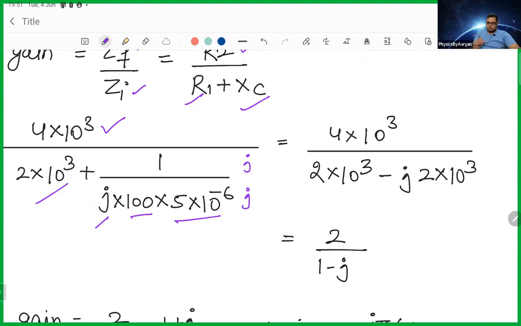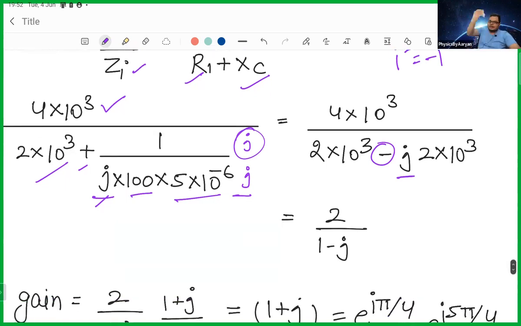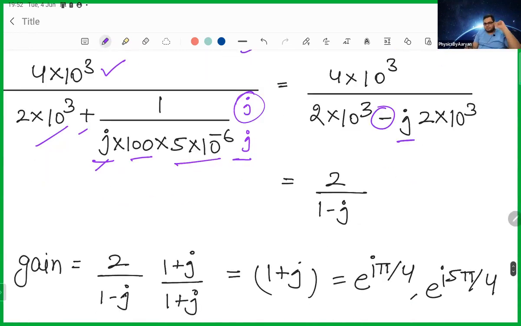So in the denominator, you see J and J is J square, and iota square you already know is minus 1. That is why this plus becomes negative. And there is a J in the numerator, which you can see here. And this becomes 4 into 10 to the power 3 divided by 2 into 10 to the power 3 minus J 2 into 10 to the power minus 3. So I can take 2 into 10 to the power 3 common from the denominator and I can cancel. So finally my function will be 2 divided by 1 minus j.